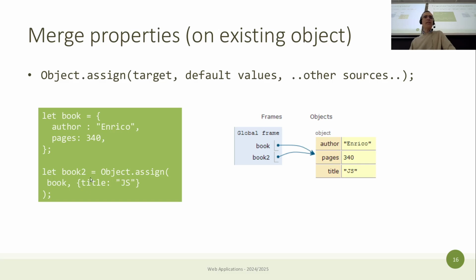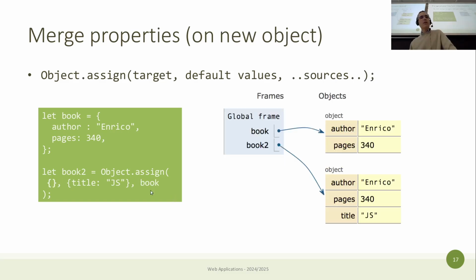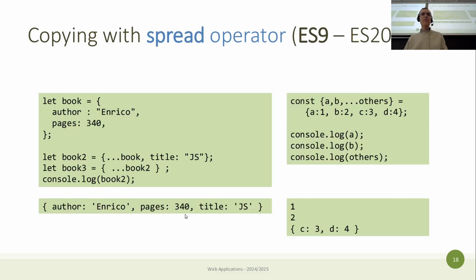Let's say there's a title which is the default value. In case we then have another object with the property title, so let's say new object, default value, but if book has a property title, it will be overwritten. If it has not, it will be created. So it's a sort of default value. I think it's quite intuitive. You should be able to try it yourself.